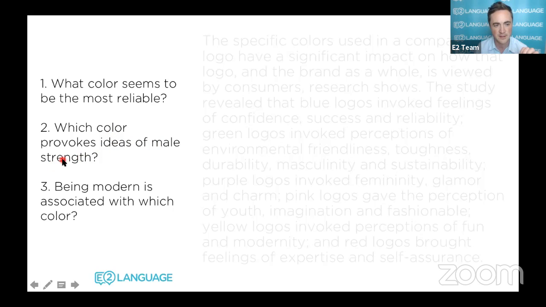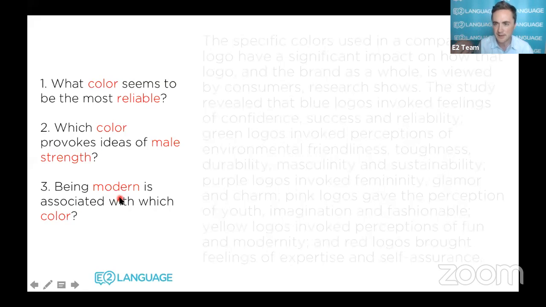So color, male strength. Being modern is associated with which color? So modern color, because you need some sort of concept in your mind. So what you want to do is like modern color. You put that in your mind, then you go to the text and you're thinking modern color, and you're scanning, looking for that synonym, that keyword in the text. So these were my keywords: reliable color, color of male strength, and modern color, right?